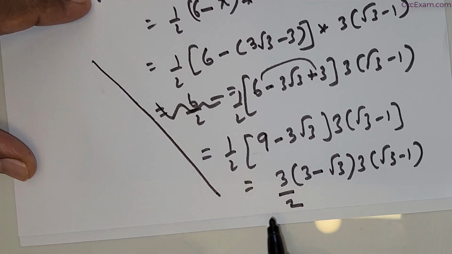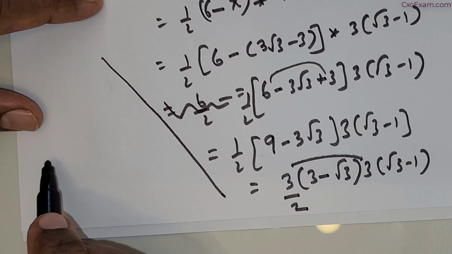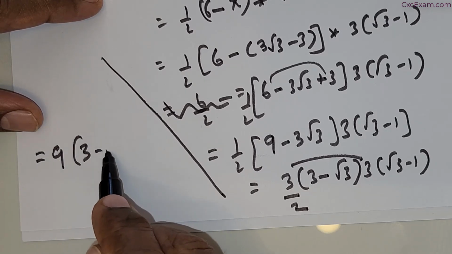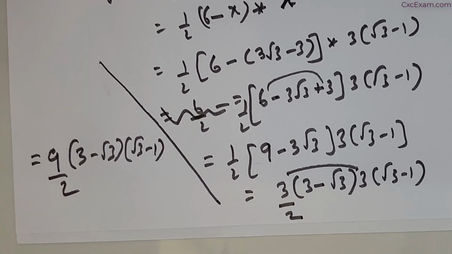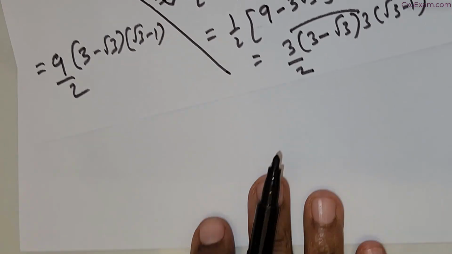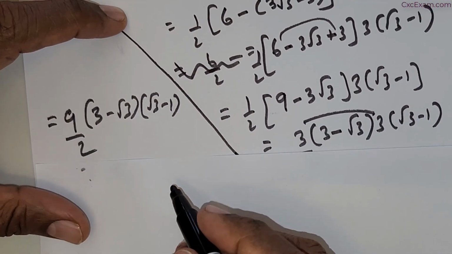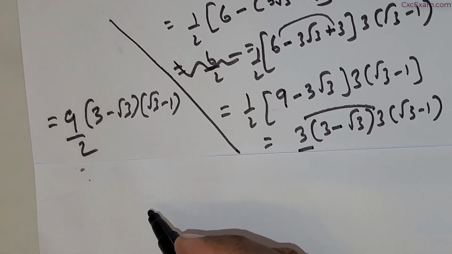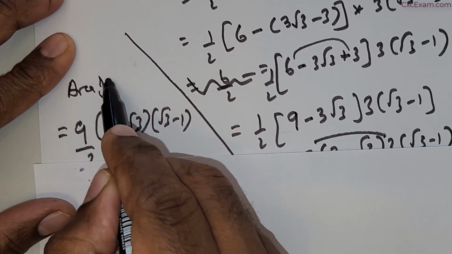So I can rewrite this by squaring these two values. That's going to be 9. So I have a 3 minus root of 3 times the root of 3 minus 1 over 2. Now we will have to simplify this. Okay, so this is probably, we will have to calculate the total area, isn't it? So this is the area of the triangle.